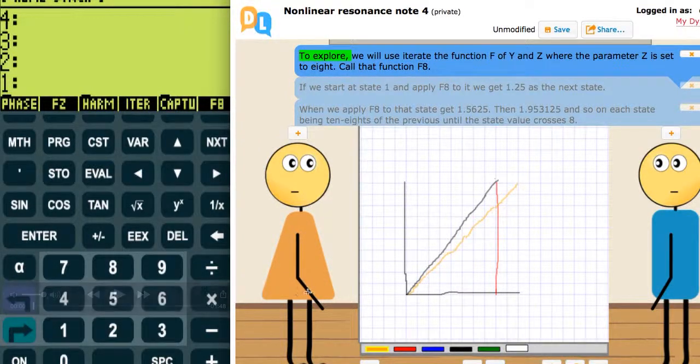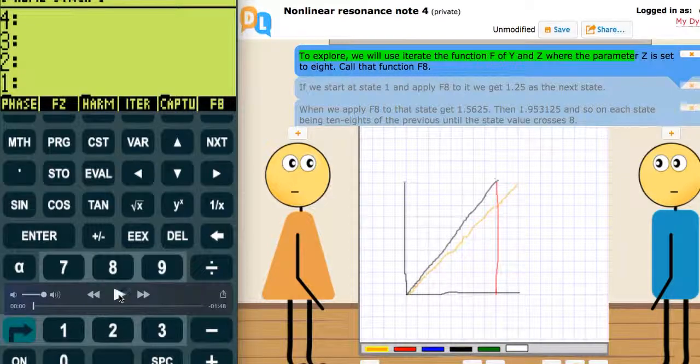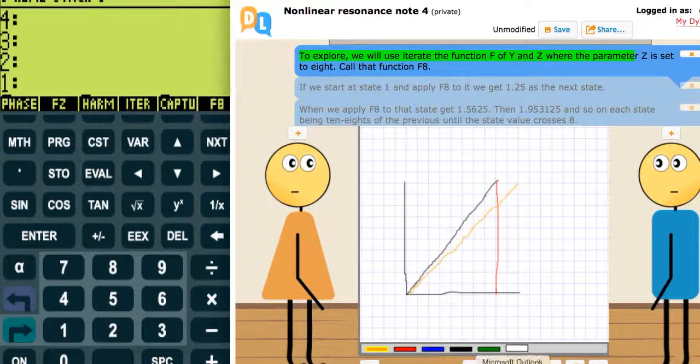To explore, we will iterate the function f of y and z, where the parameter z is set to 8. Call that function f8.